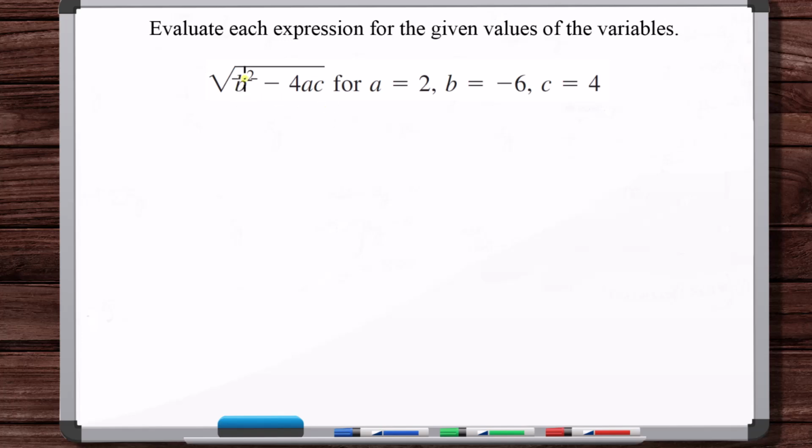Well, you don't even worry about the operation. You still just come to the variable. Imagine the variable apart from any of the operations being done to it, and you just remove the variable and replace it with the given value and put it in parentheses.